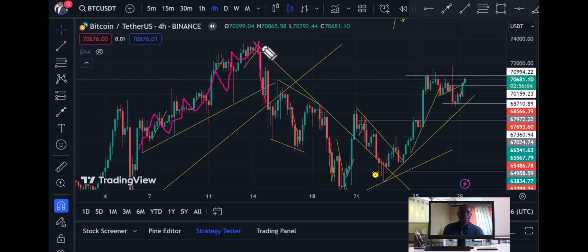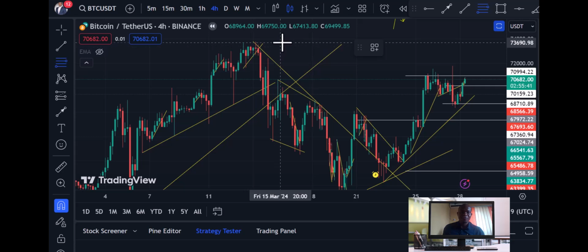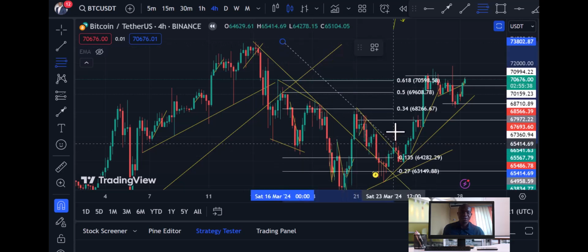Okay, the market makes a sharp impulse down, right? So what are you going to do at this point? You're going to put your fib here, draw it to this point, wait for this retracement to come and expect the extension. You take a fib here, draw it to this point.